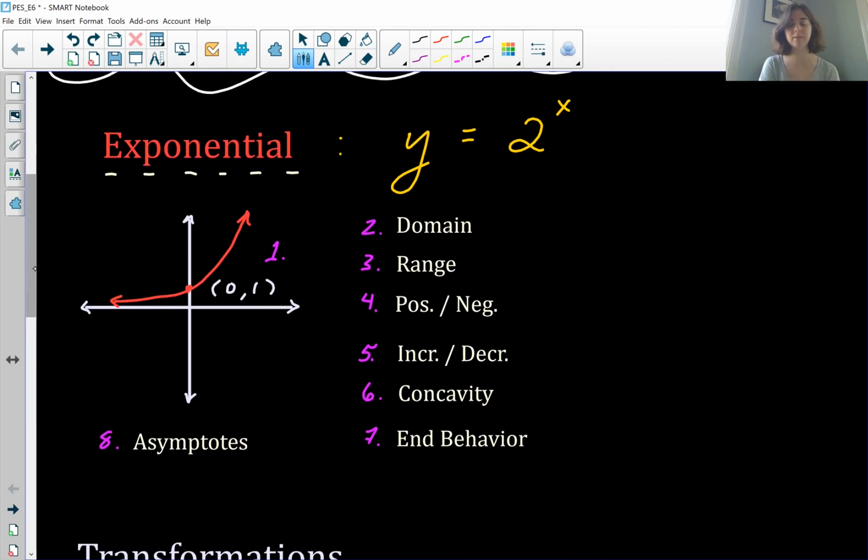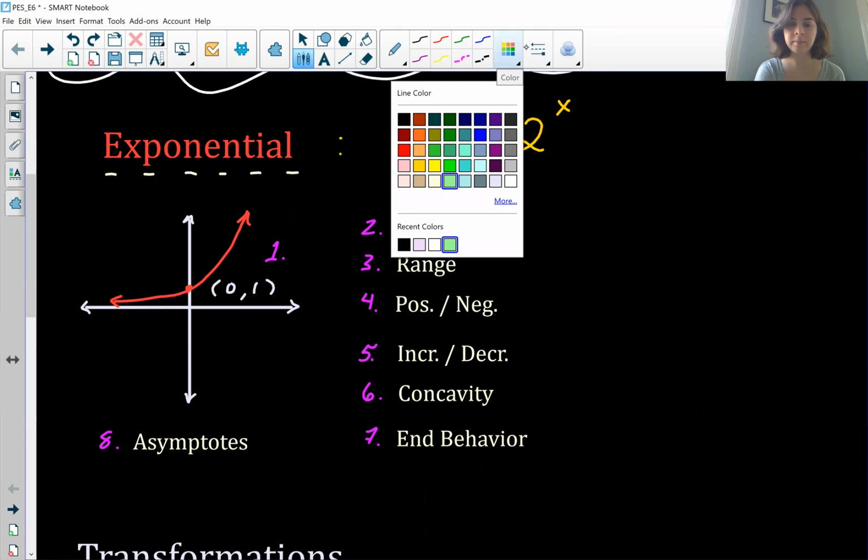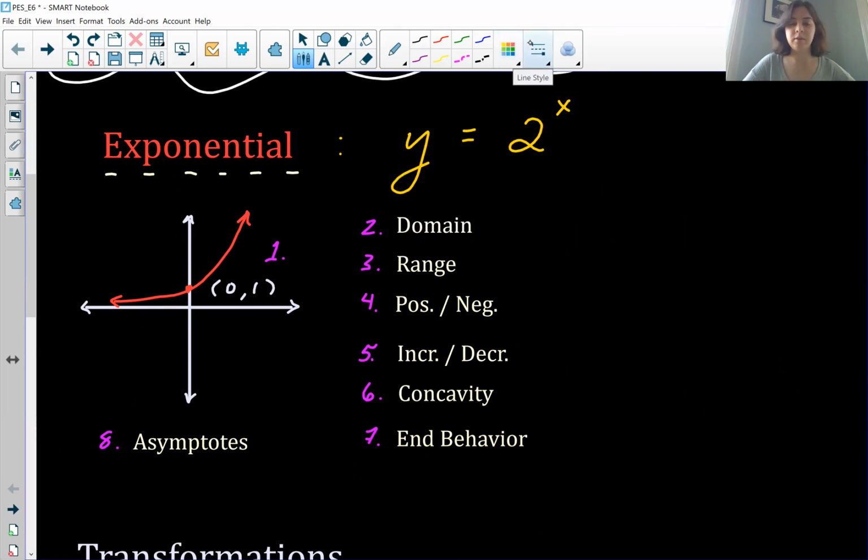All right, and let's go over some key features for the basic version, which is y equals 2 to the power of x. And so these are the features that you want to know for the pre-cal class. So number 1 over there is showing you intercepts, and an exponential function is always going to pass through the point (0, 1), unless there's some sort of transformation that changes it. And that's because if you plug in 0 for x, you get 2 to the 0, and any number to the power of 0 is just going to give you 1.